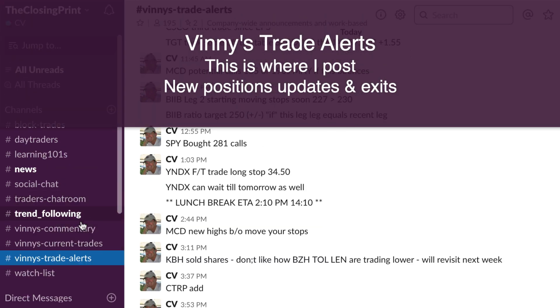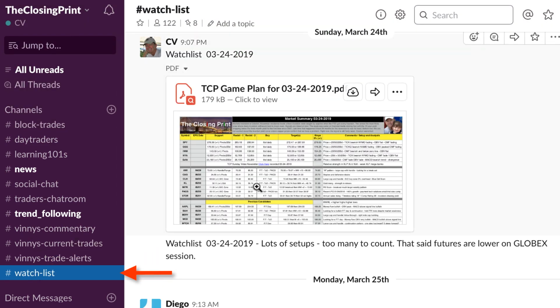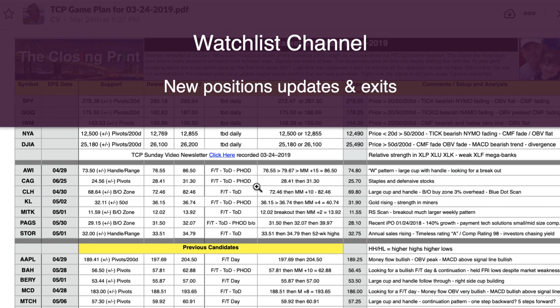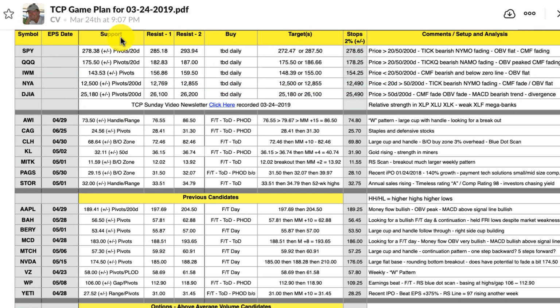Each week I send out a watch list that's posted in the watch list channel. The way this is broken down, we have the indices, support for the current week, resistance levels overhead, targets, whether we move higher or lower. You have a lower target if we lose support, or a higher target if we follow through, if it's a bullish follow through for the week.